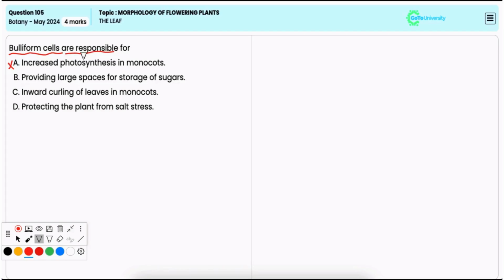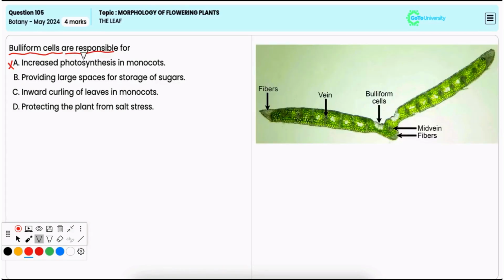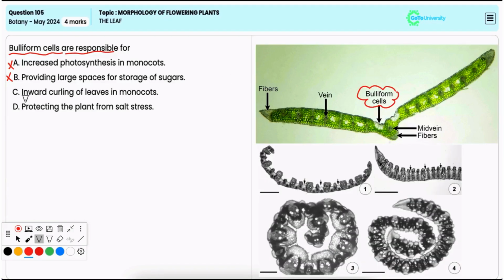Option B, providing large spaces for storage of sugars. It is also incorrect as bulliform cells are not storage cells. Option C, inward curling of leaves in monocots.